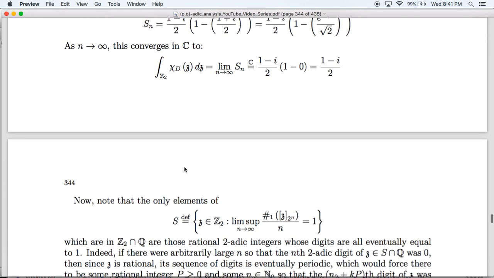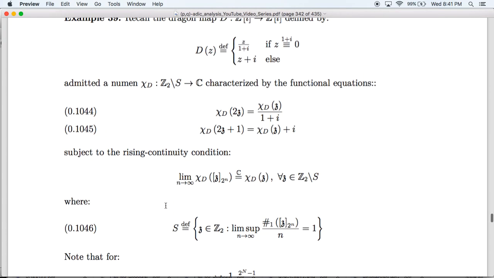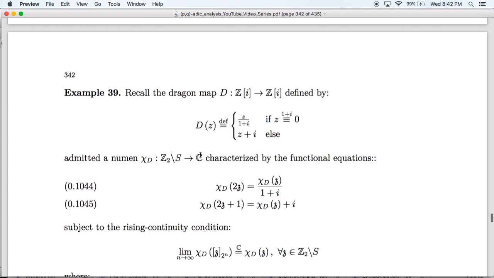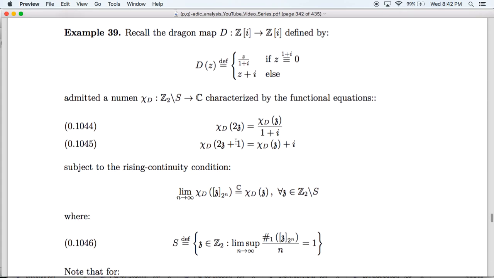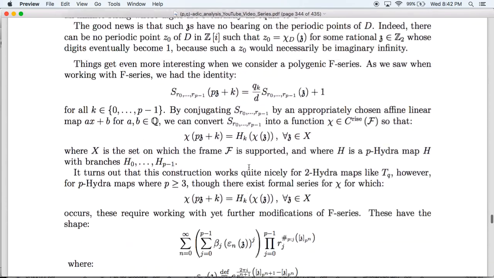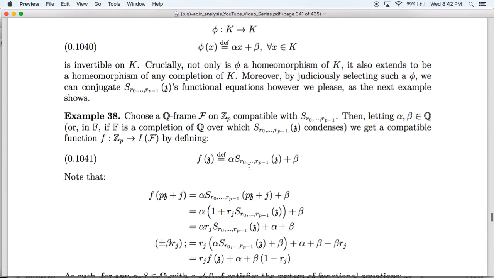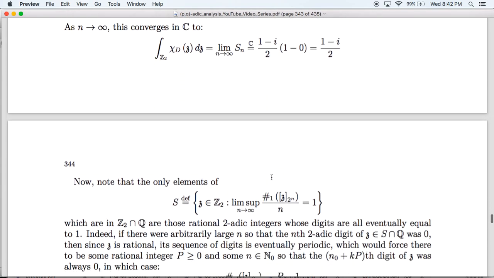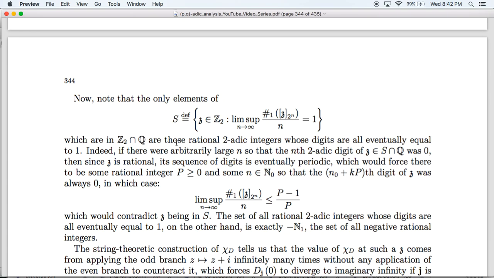Anyhow, note that there's something quite important here. In this case, for this particular function, the frame that we've picked assigns the complex topology to every point in Z_2 except the points in S. And understanding the behavior of the function at those points in S is actually quite telling. Also note that this is an example of a function which is continuous on a subset of the two-adic integers which contains the non-negative integers.